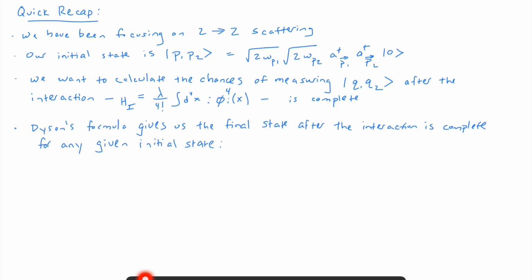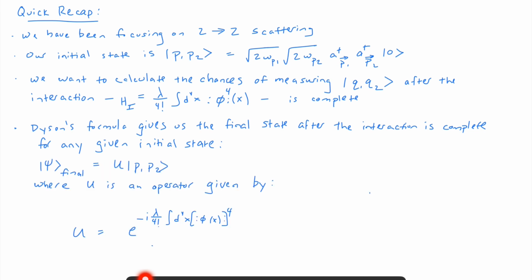Dyson's formula, recall, gives us the final state after the interaction is complete for any given initial state. And the form was like this. If we have our initial state here of P1, P2, and we want our final state after the interaction is complete, there's this operator U that we just apply to our initial state, to any initial state, and that will give us our final state. And U, we showed according to Dyson's formula, is the following. It's an exponential, which is really an infinite sum of various terms of this form over here.